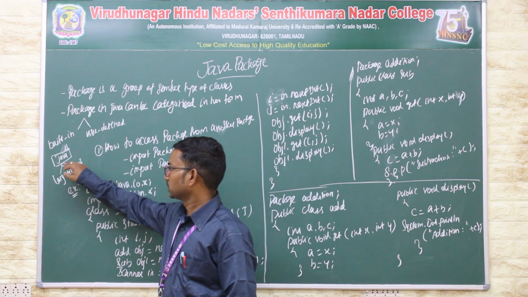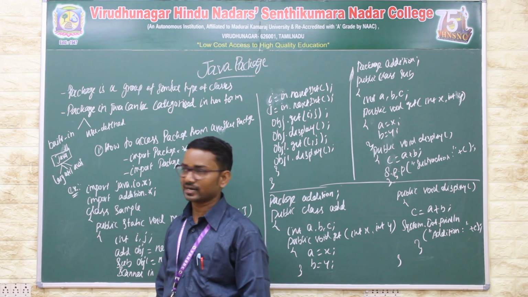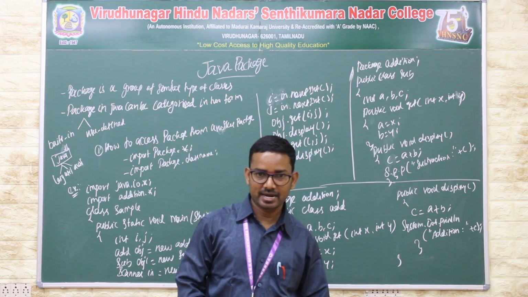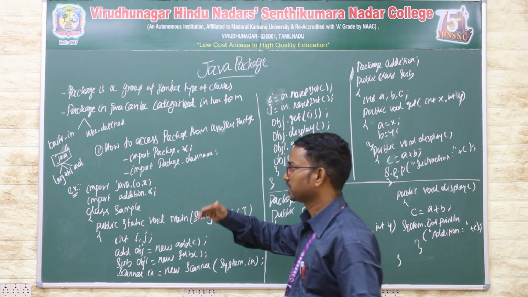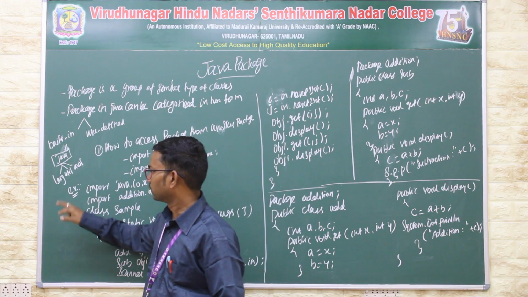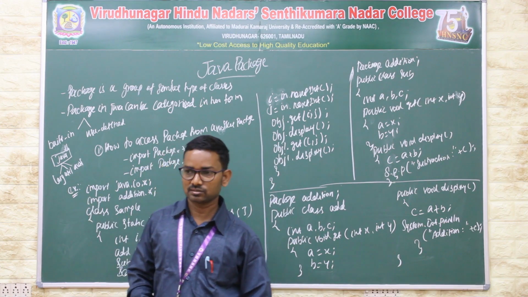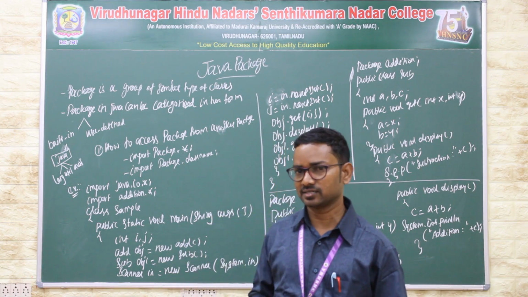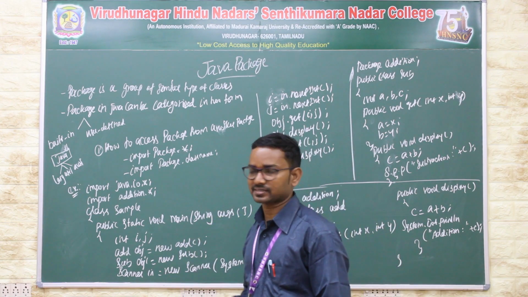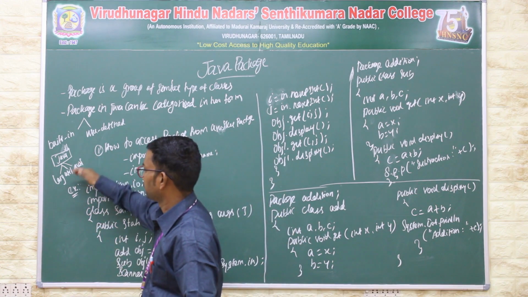Built-in packages are called java, and the sub packages are called lang, util, awt, net and sql. These are also sub packages of java. For example, in the util package, the package name is util, and the class name is Scanner. Scanner is also a lang package class. This is for built-in packages.